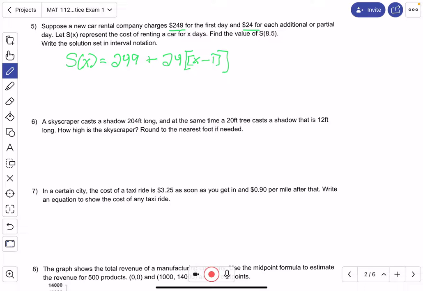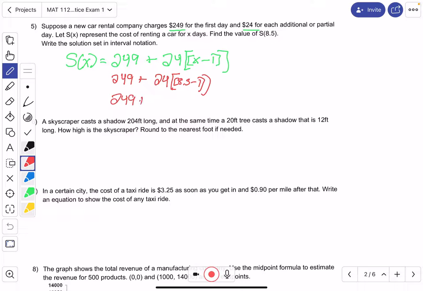And we want to use the greatest integer function because half the day we still already paid for. So if we were going for 8.5 days, we're going to plug that in. So 249 and then 8.5 minus 1, because remember, day 1 we already paid the 249, which would be 7.5. And then the greatest integer less than 7.5 is 7. So we'd plug that in and we'd get $417.